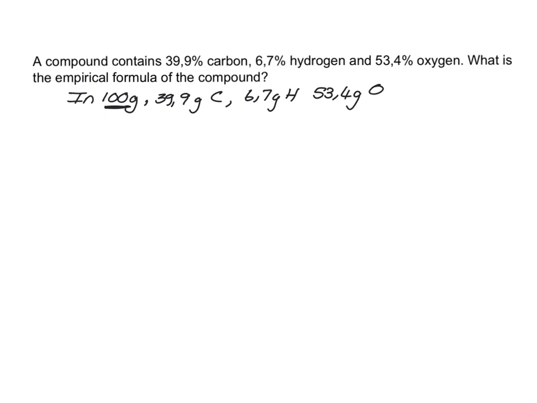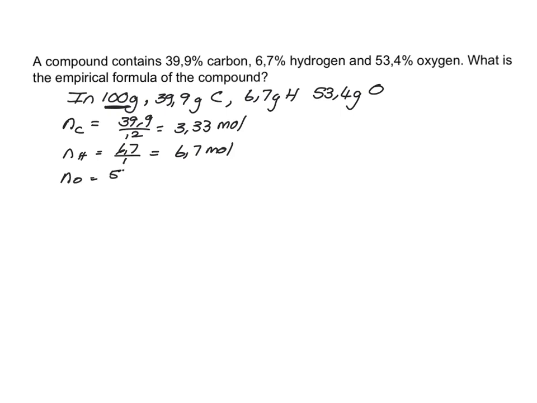So now that we've got masses, we can now calculate the number of moles using these masses and the molar mass. So the number of moles of carbon is 39.9 divided by 12, and we're going to get 3.33 moles. And then the number of moles of hydrogen, 6.7 divided by 1 is 6.7 mole. And then the number of moles of oxygen is 53.4 divided by 16, and we get 3.34 mole. Now the next step is to divide by the smallest number of moles that we have, which is clearly 3.33. So we're going to divide each one.